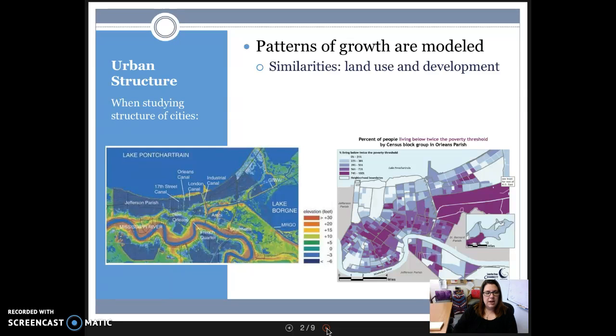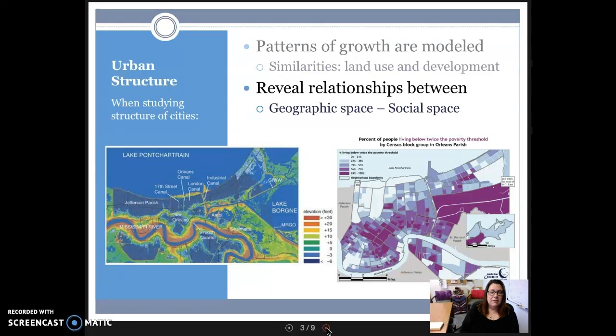What we're doing when we create these models of urban structure is looking at the relationships between physical geographies and human geographies, to look at patterns of growth, to look at how physical geographies and cultural geographies interact with each other, impact each other. But patterns are a big deal because patterns are what we're modeling because they suggest generalizations, right? So here we're going to look at a generalization and a pattern in New Orleans as an example. And when we look at this pattern, it's going to reveal a relationship that is true in many cities across the U.S.